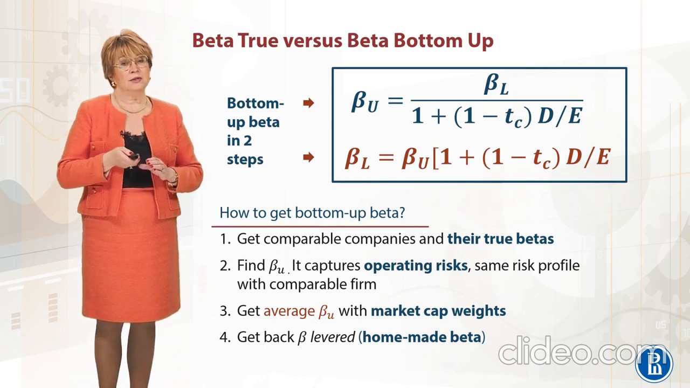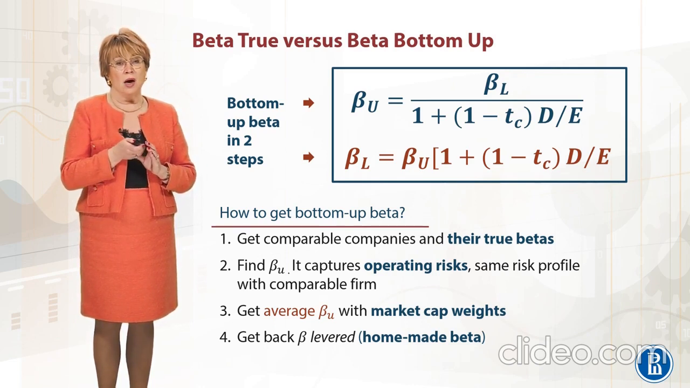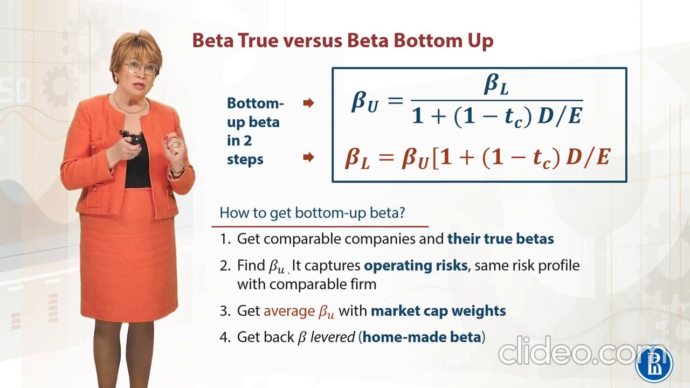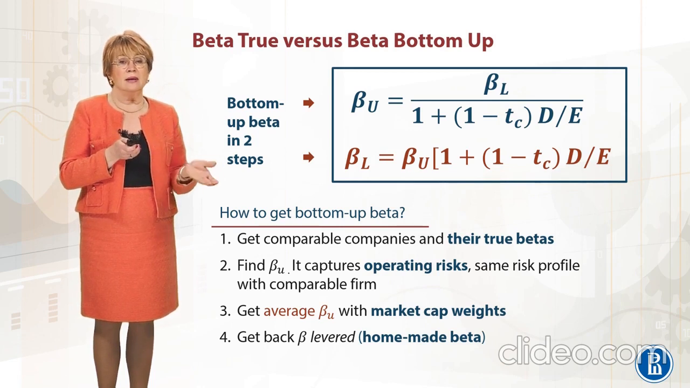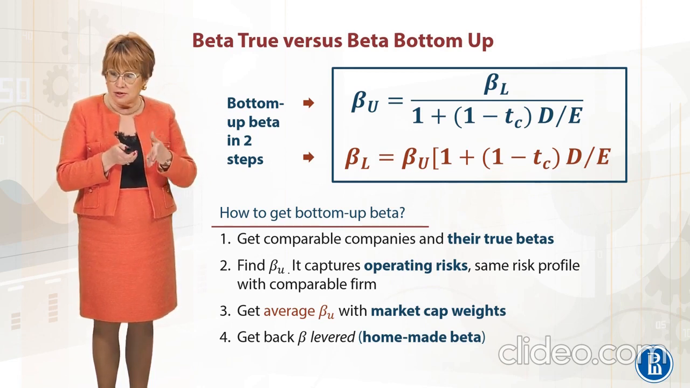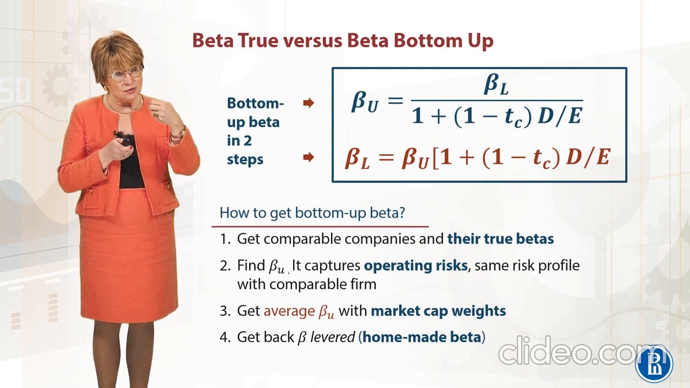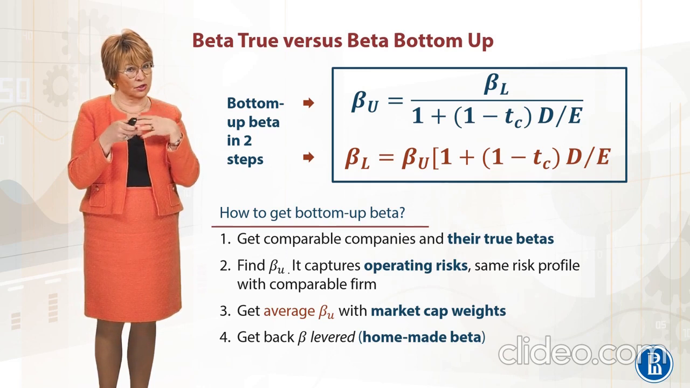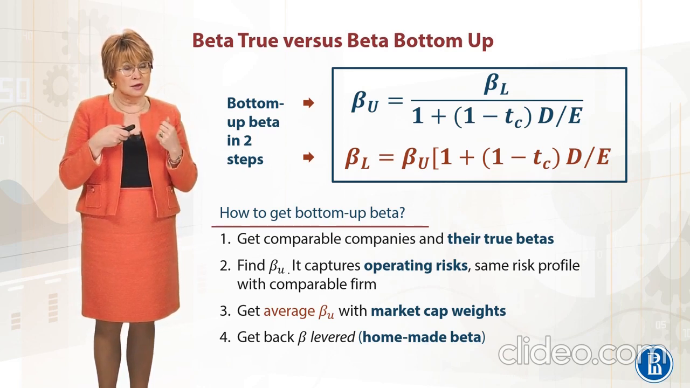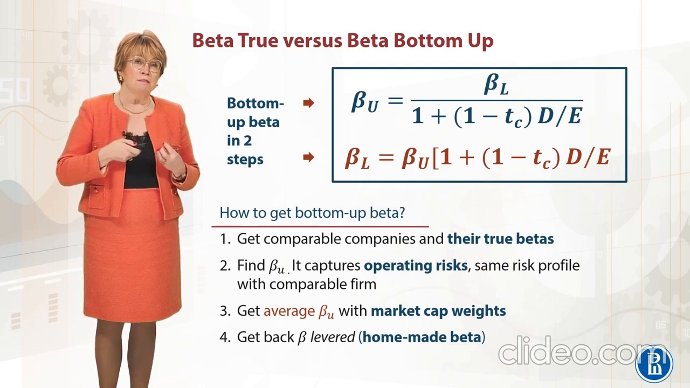And finally, at step number 4, as I show here in that slide, we now can use this average beta unlevered derived from step number 3 and put back the leverage for that particular company and put back the tax rate for that particular company. So you see here equation number 2, which I put in red. This is the last step of our analysis. And that means we made that procedure. We found the beta bottom up.